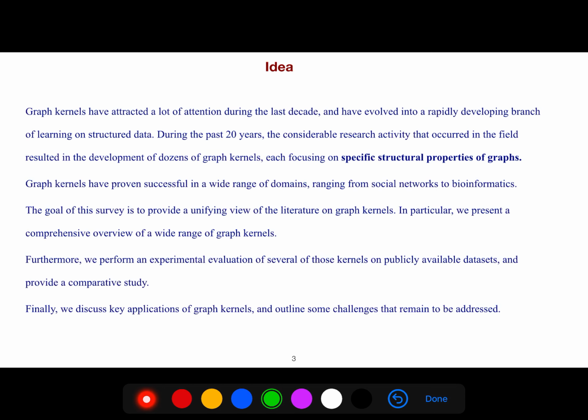During the past 20 years, the considerable research activity that occurred in the field resulted in the development of dozens of graph kernels, each focusing on specific structural properties of graphs. Graph kernels have proven successful in a wide range of domains, ranging from social networks to bioinformatics. The goal of this survey is to provide a unifying view of the literature on graph kernels. So we present a comprehensive overview of a wide range of graph kernels. We perform an experimental evaluation of several of those kernels on publicly available datasets and provide a comprehensive study.